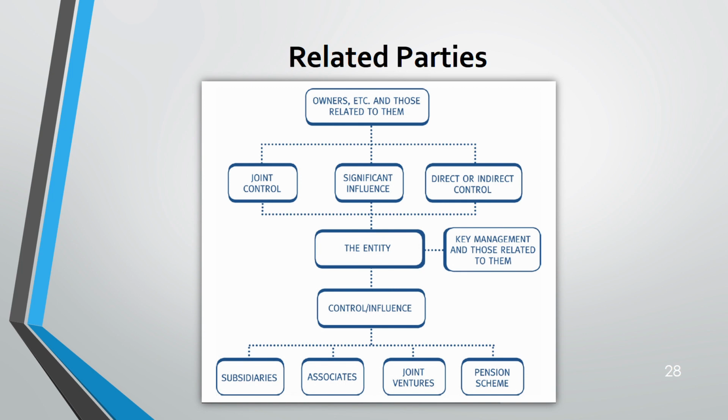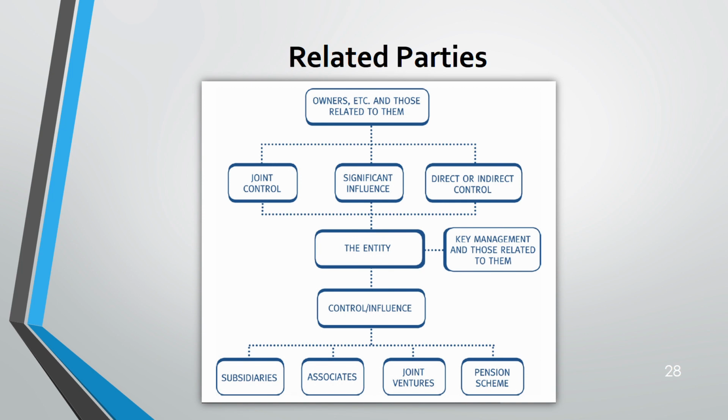How are owners related to the entity? If they have joint control, significant influence, or control, and also if they are the key manager of the entity, then they are said to be related parties to the entity.